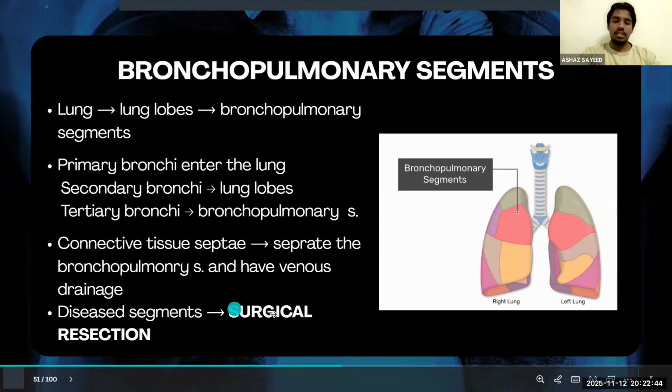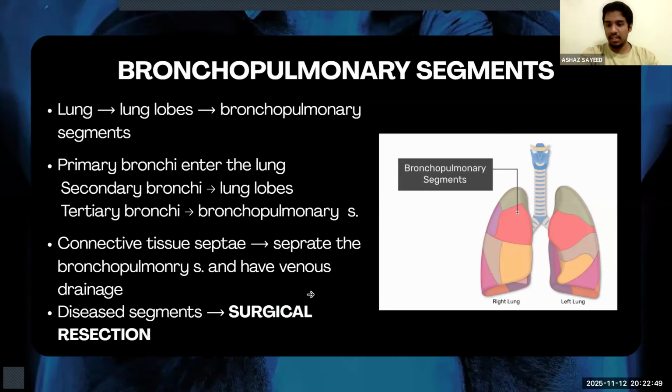Now, also you have your diseased segments. So let's say you have injury to one segment. Let's say this segment, all right? A good thing here, you have to know it clinically, is that if this part is injured or infected, anything of that sort, you don't have to cut the entire lung off. You can just cut this part and everything else will function normally, all right?